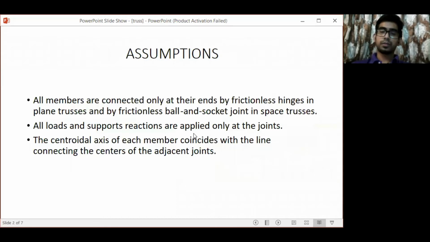So there are some assumptions that we need to use to find out the forces of the joints and the whole bridge. The first assumption is all the members are connected only at the ends by frictionless hinges in the plane trusses and by frictionless ball and socket joints in the space trusses. All loads and support reactions are applied only at the joints. The centroidal axis of each member coincides with the line connecting the centers of the adjacent joints.